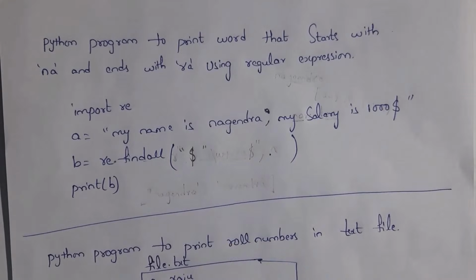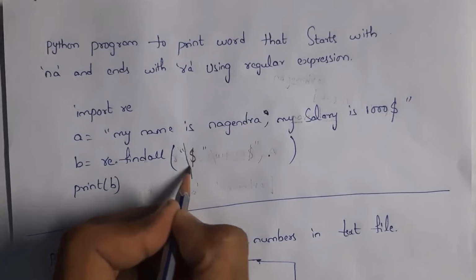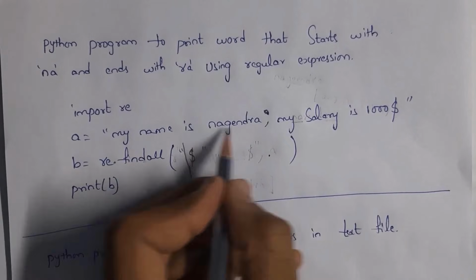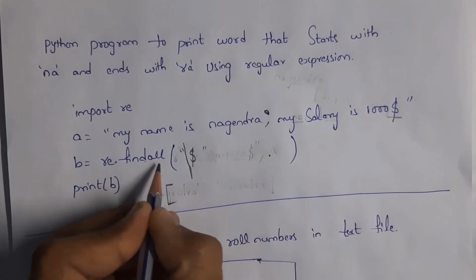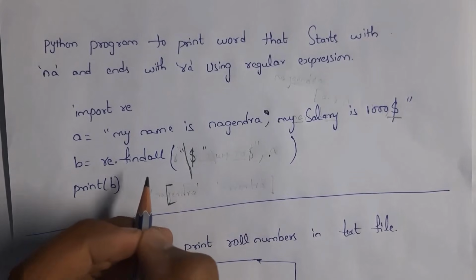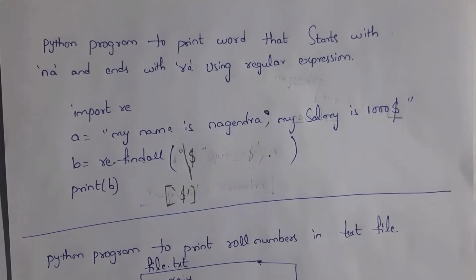But I want to find the dollar sign in this text, so use a backslash here. Whenever you give a backslash, it will check whether the dollar sign is available in this text or not. Yes, the dollar sign is available here. So the findall function will represent output in the form of a list, and in the list you will get the dollar as output. For example, if you want to search for any special symbol, then you need to use the backslash symbol.